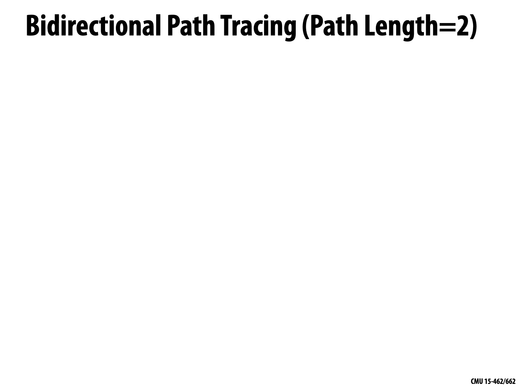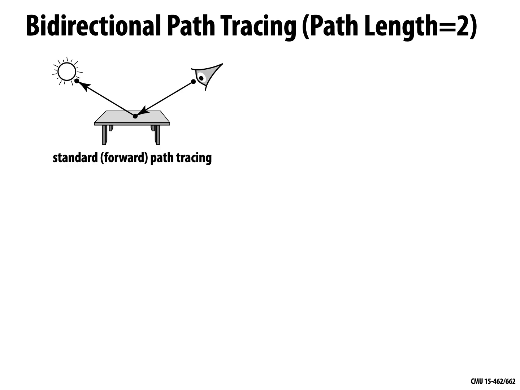It's interesting to think about bidirectional path tracing even in the case where we're just considering length 2 paths. So in standard forward path tracing, a length 2 path would look like this. I start at the eye, I hit the surface, and then I bounce and hopefully I hit a light.